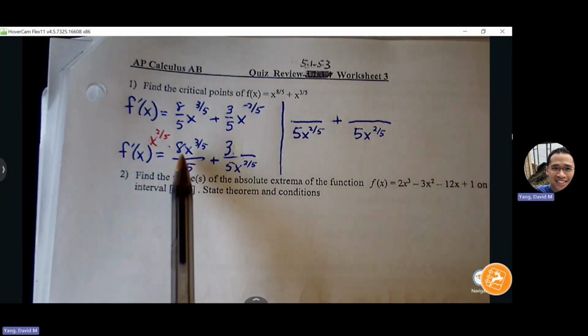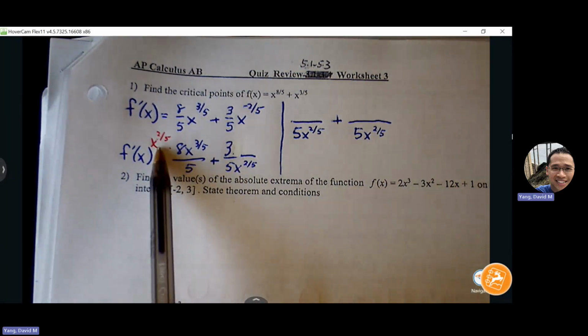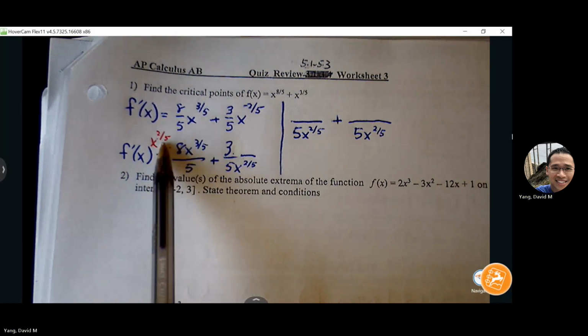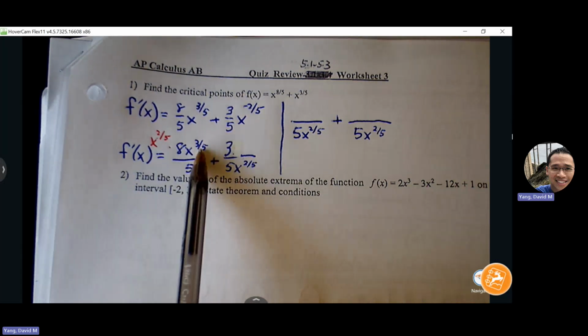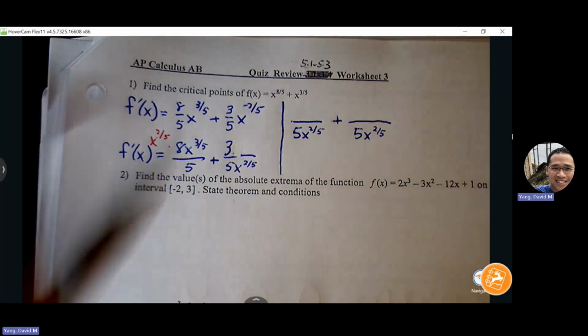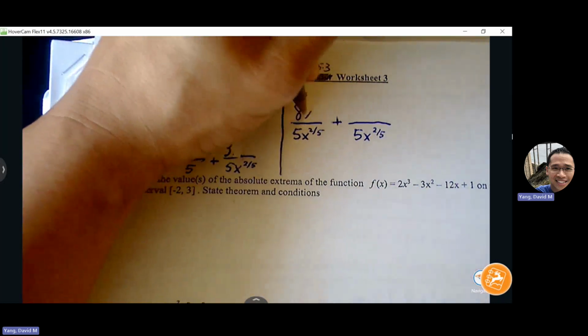I need to do the same thing with the top. 8x to the 3/5 times x to the 2/5. What does that become? It's 8x to the 1, so it's 8x. We add exponents, right? 2/5 plus 3/5 is 5/5, which is 1. That's nice. I'm just left with 8x.